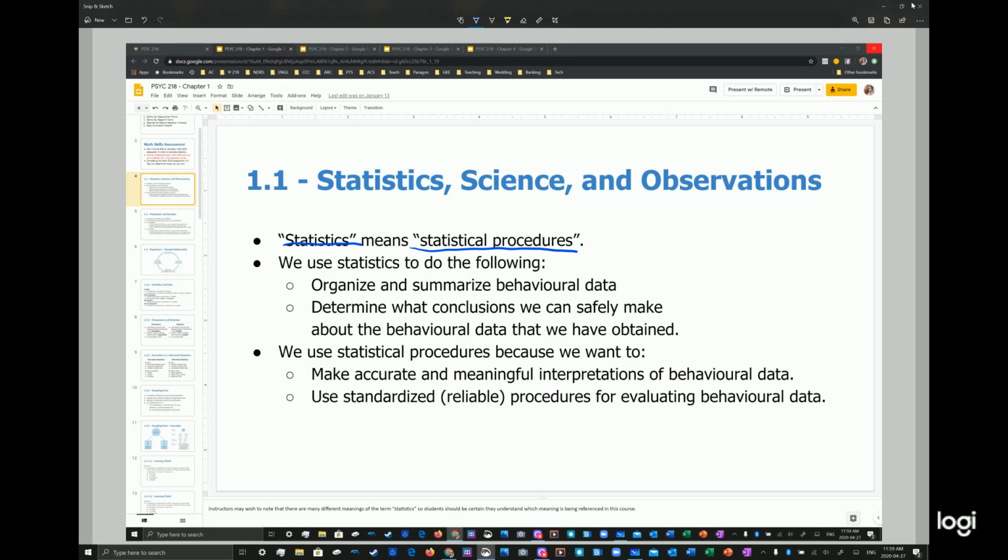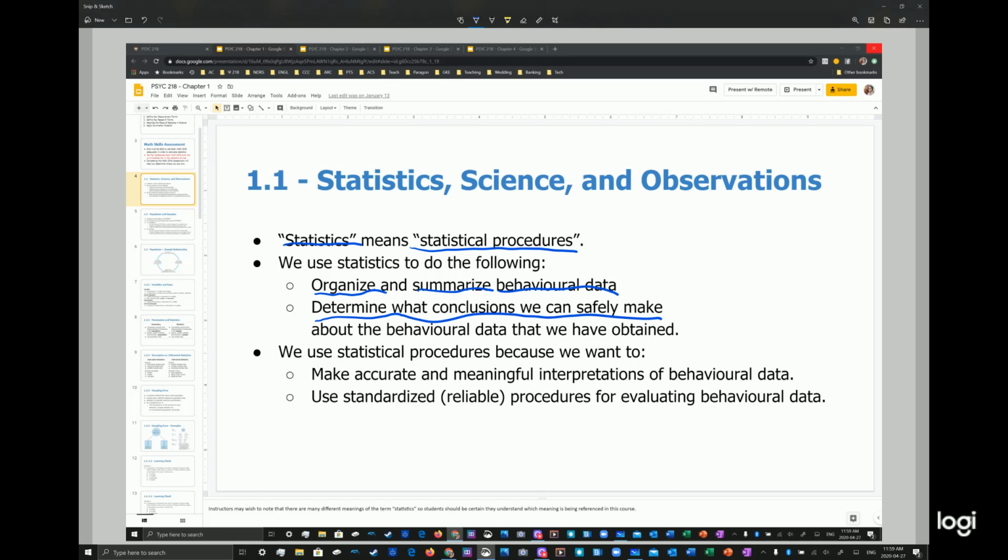So here we can use statistics to organize and summarize behavioral data. So this could be anything from how are you performing in your classes? Those would be your percentages and grades. What's your body temperature? How much time do you spend sleeping? Those are behavioral data because we are people and we have behavior, things that we can do and things people can observe. We can also determine what conclusions about this data we can make.